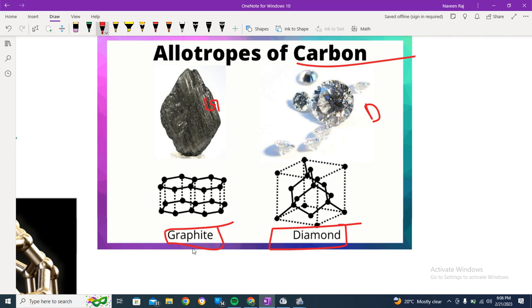Diamond has different properties due to this arrangement, while graphite has different ones. Diamond is harder and graphite is less hard. Graphite can conduct electricity due to the hexagonal layer formation. Over here we have the first layer, then the second layer. This is not the same in diamond, so diamond is a bad conductor.